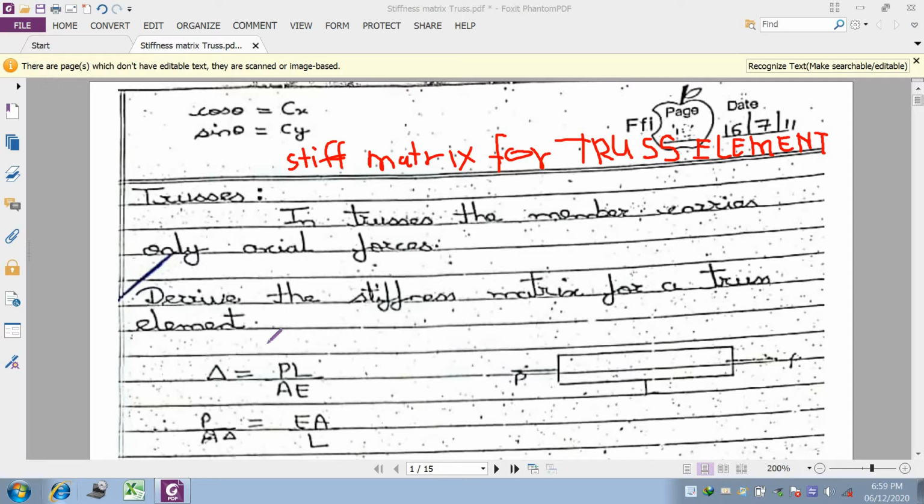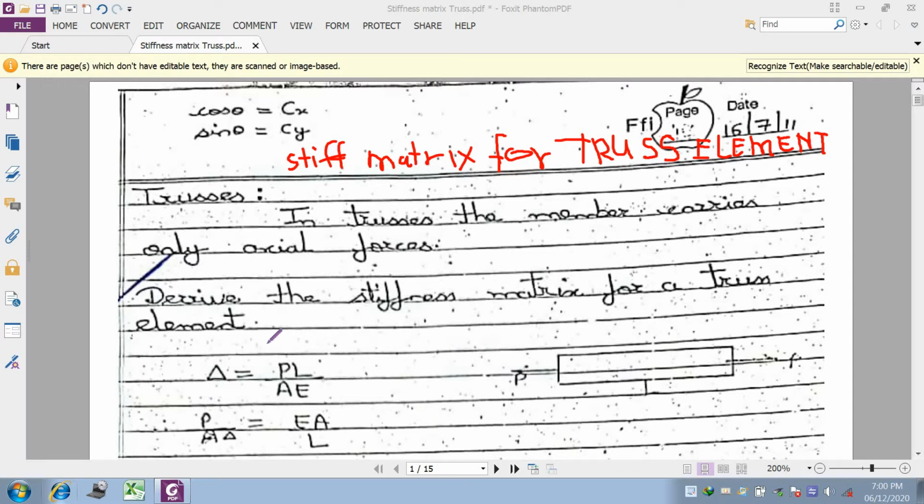So first of all, as part of an introduction, we will see today the derivation of the stiffness matrix for the truss element. First of all, we will see the basics of the truss geometry, because the basic element is very important while analyzing the truss element. So first of all, let us see what we mean by the truss.